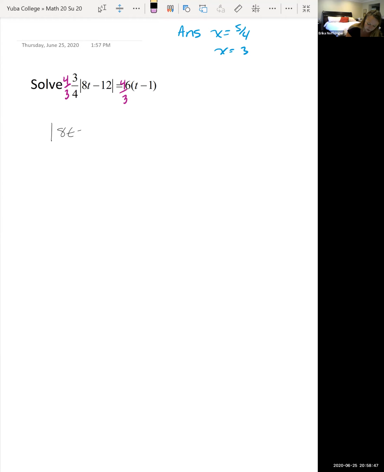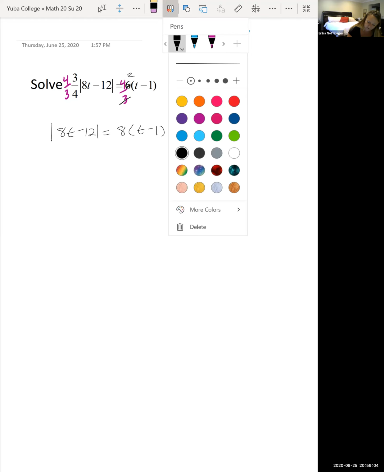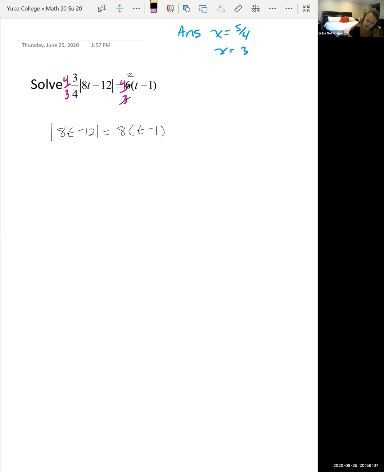Of 8t minus 12 is equal to, well, the nice thing here is that 3 goes into 6 evenly twice. And so we're left with that 4 times 2, which is 8, all times t minus 1. So maybe let's just distribute that 8 as we're here. So this is the absolute value of 8t minus 12 is equal to 8t minus 8. So the absolute value is isolated.